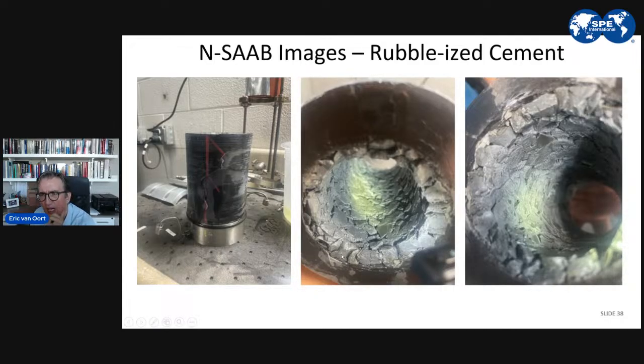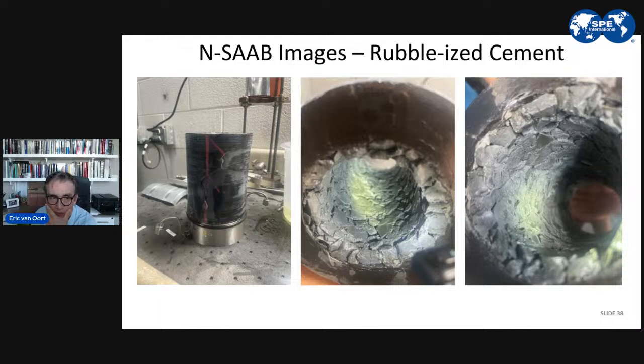When we deconstructed the sample, you can see here the cement fragments. We did see significant invasion of the shale within these cement fragments. So between the cracks of the cement fragments, we clearly saw that the shale had invaded. And I always had the question, if we would have run the test for a longer period of time, would a barrier have formed?